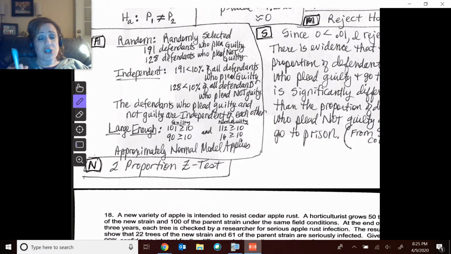N is less than 10% of the population. So 191 is less than 10% of all defendants who plead guilty. 128 is less than 10% of all such defendants who plead not guilty. And remember, with two proportions or two means, when we had those two separate items, it's important that we say that those two sets of defendants are independent of each other.